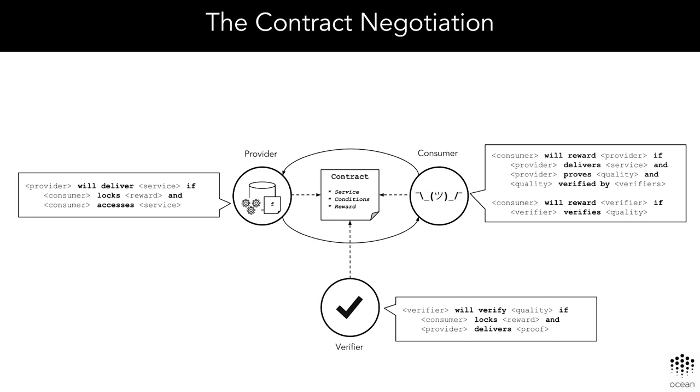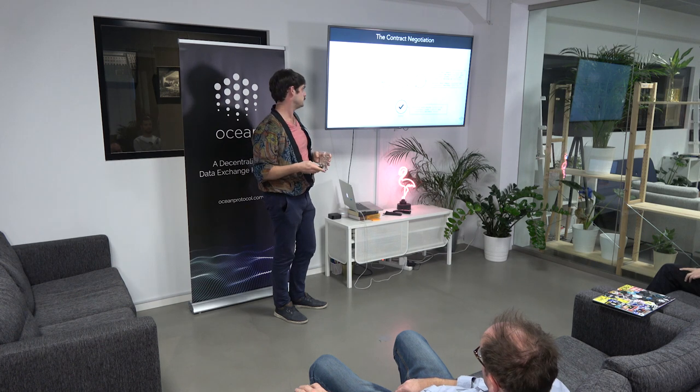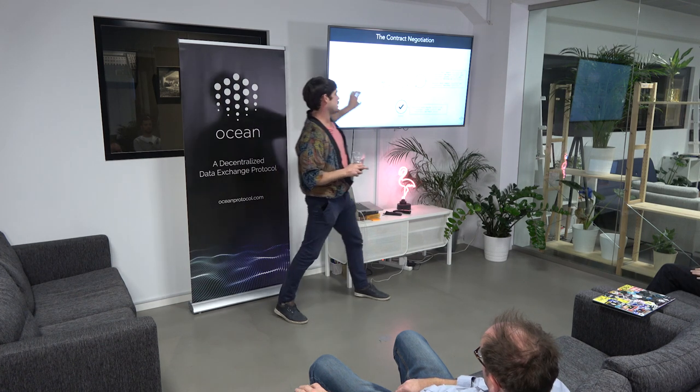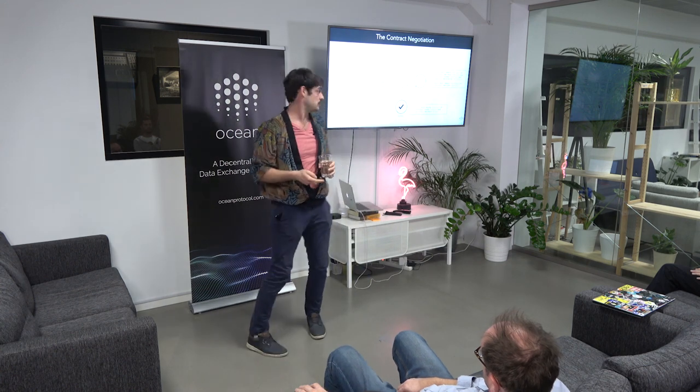The verifier themselves might say, well, I will verify if somebody gives me a reward and I actually have material to verify. So all of these things have to come together in a single agreement, because in the end, it's still an agreement with multiple parties. But all of these things we can encode into smart contract language, and that's what we basically did.